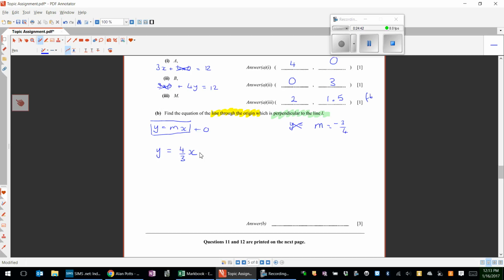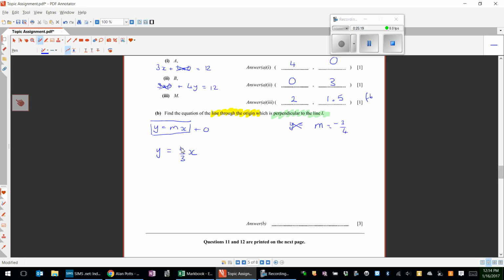Again, if your coordinates were wrong, you will have a follow through because the gradient of your first line will be wrong. Therefore, your reciprocal gradient will be wrong, but if it follows through, you can have the mark. So you can see how, by keeping on going even if you've made a mistake, you should only be penalised once for a mistake.